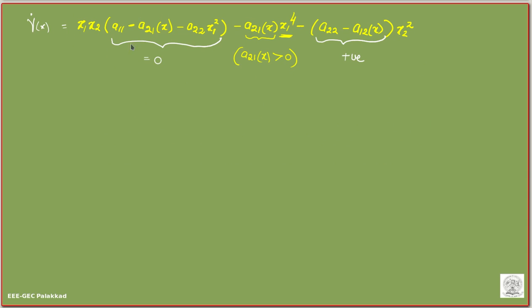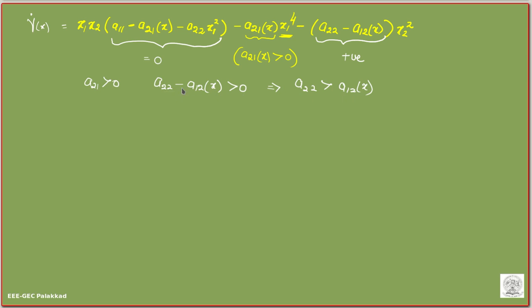Okay, so now what are the conditions here? A21 of x has to be greater than 0, and if you look at this term, A22 minus A12 of x should be greater than 0, which implies that A22 is greater than A12 of x. Okay, is that fine?